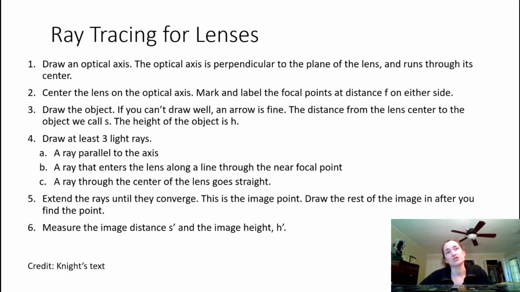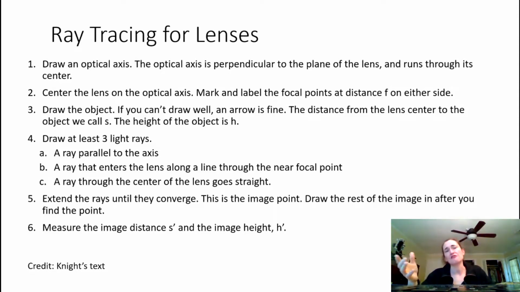The height of the object is h. The distance of the object from the center of the lens is s. Now what you're going to do is draw 3 light rays. One is parallel to the axis, one enters the lens along a line through the near focal point, and one goes straight through the center of the lens.